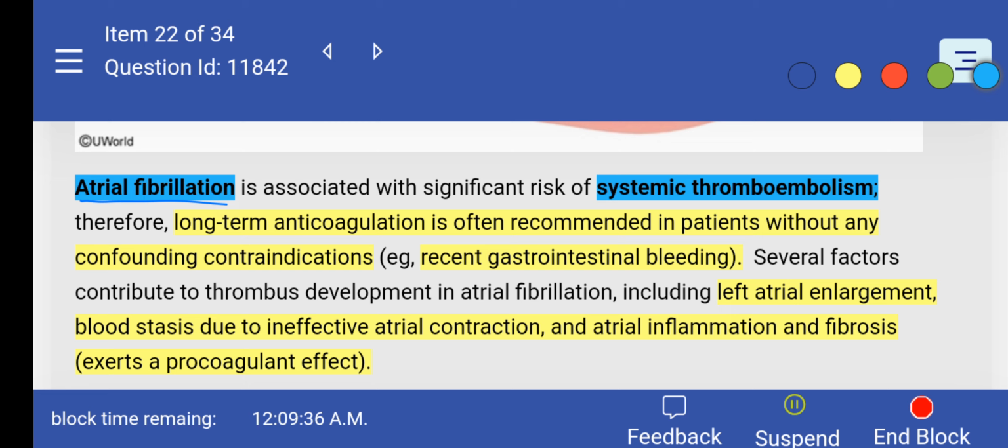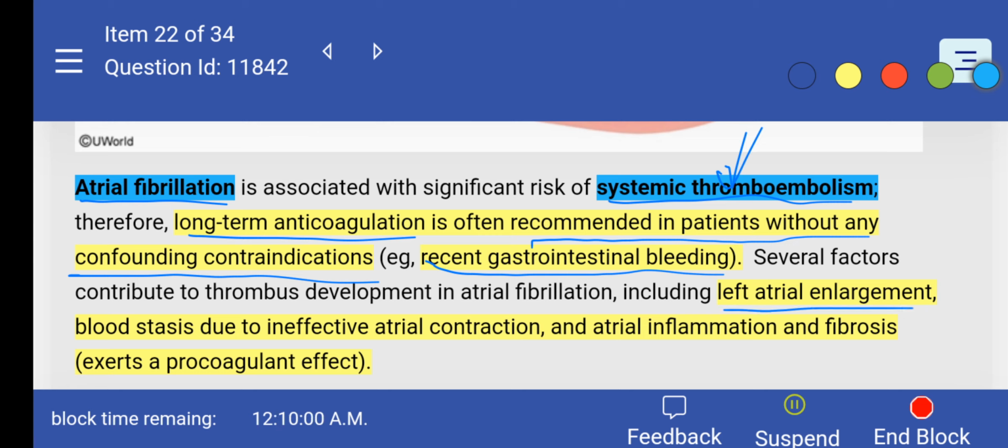So atrial fibrillation is associated with significant risk of systemic thromboembolism. Point to be noted. Therefore, long-term anticoagulation is often recommended in patients without any confounding contraindications, for example, recent GI bleeding. Several factors contribute to thrombosis development in atrial fibrillation: left atrial enlargement, blood stasis due to ineffective atrial contraction, and atrial inflammation and fibrosis, which exert a procoagulant effect.